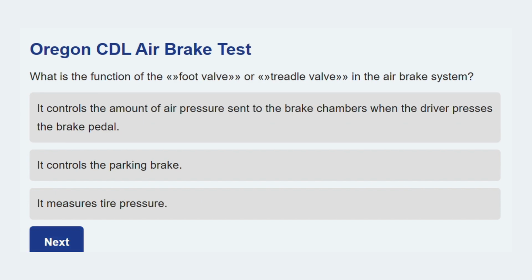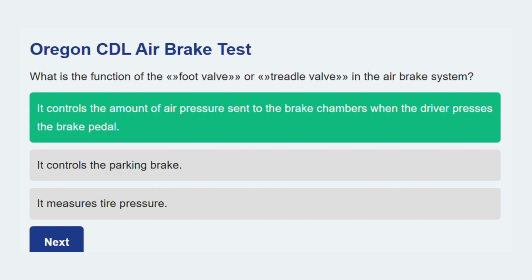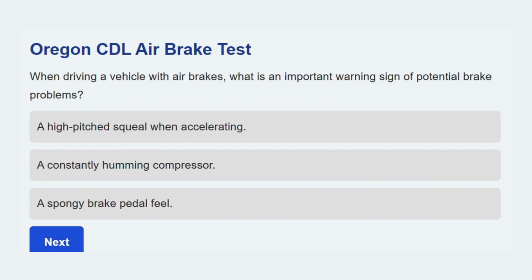Moving on to this. What is the function of the foot valve or treadle valve in the air brake system? It controls the amount of air pressure sent to the brake chambers when the driver presses the brake pedal. This valve directly controls your braking power.